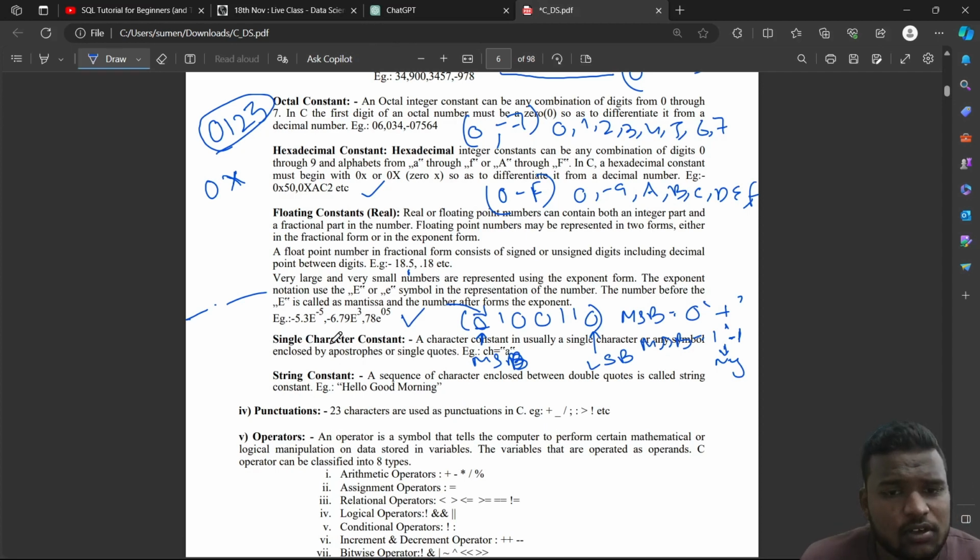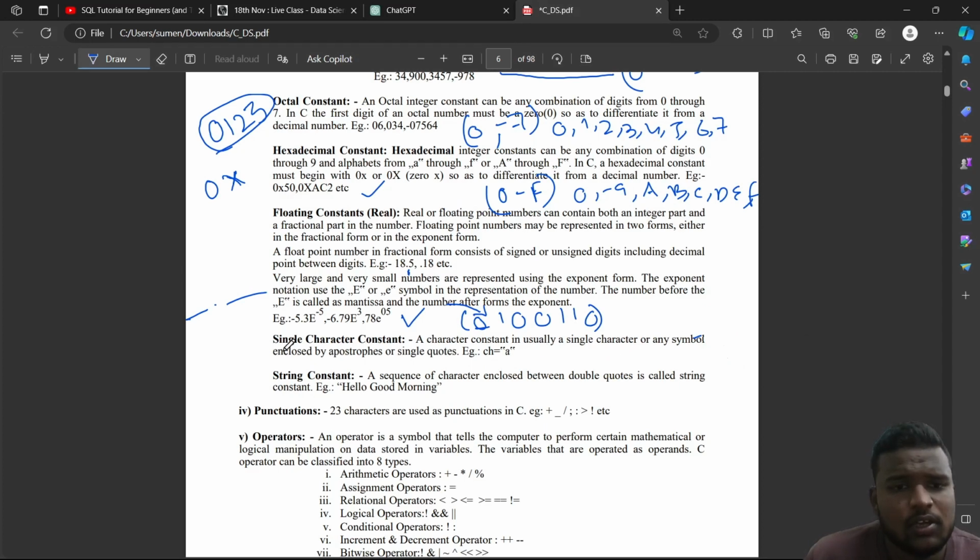Now coming to a single character constant. A character constant is usually a single character. A character is a single constant character or any symbol enclosed by an apostrophe, or single quote. This is very important. It is enclosed within single quotes like this. It should be enclosed within single inverted commas, that is also important.